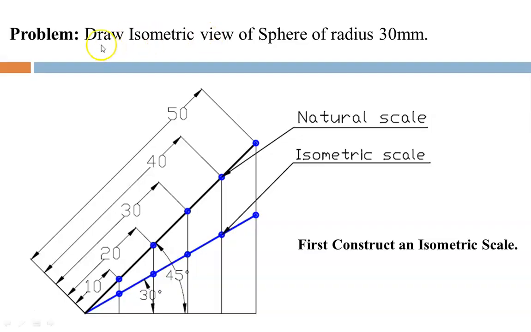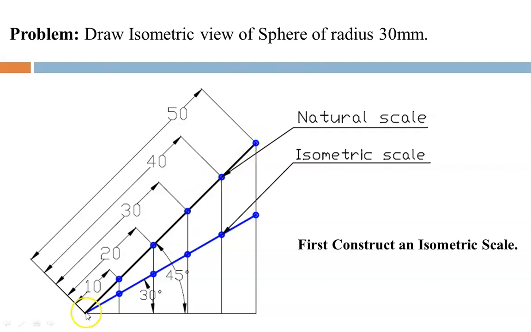The problem given here is: draw an isometric view of a sphere of radius 30 mm. Before proceeding to the step-by-step approach, first draw or construct an isometric scale. Here first we have to draw a line at an angle of 45 degrees. This black colored line has to be drawn at 45 degrees, and take natural scale, meaning this distance must be 10 mm. From here this is 20, 30, 40, 50.